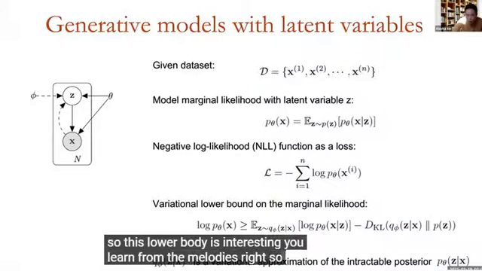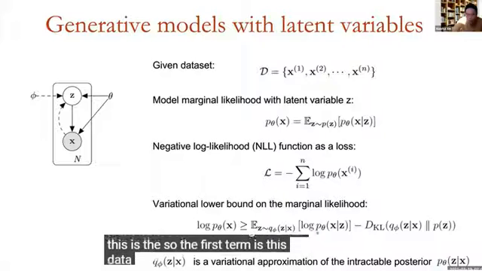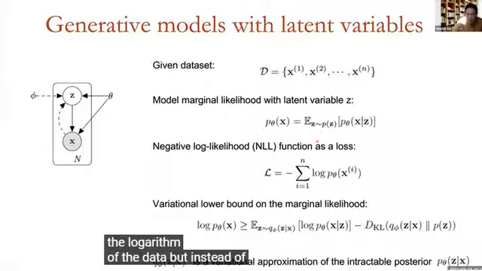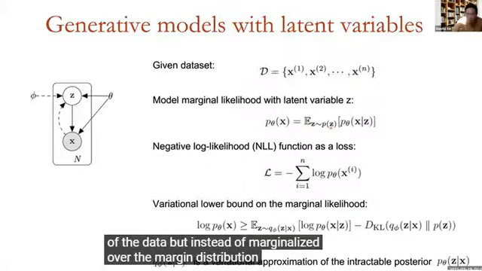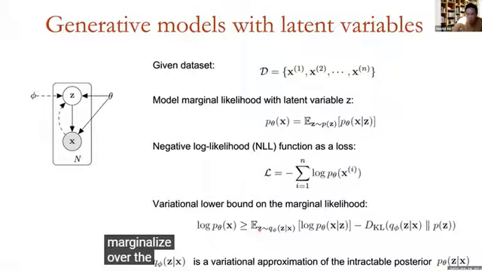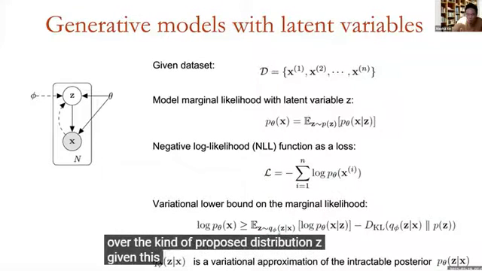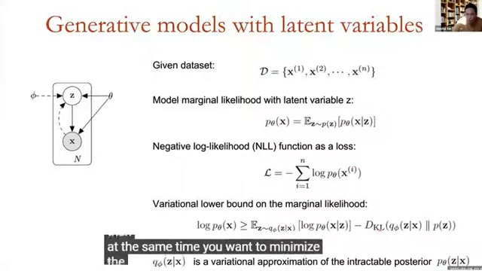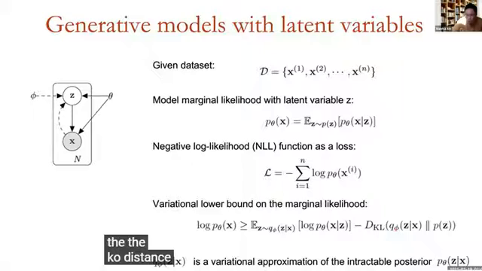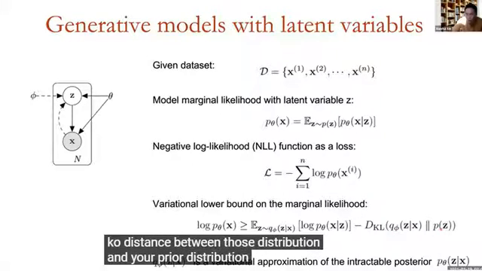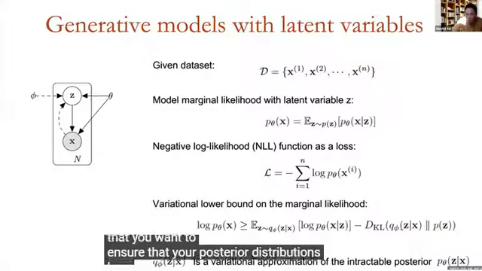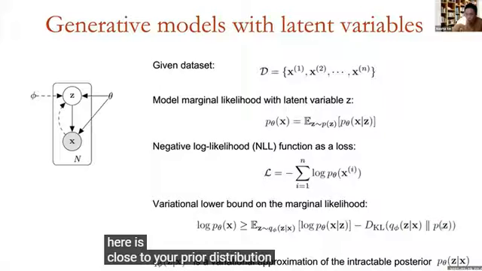You learn from Monte Carlo, right? The first term is this data term: how likely is the observation, the log likelihood of the data? But instead of marginalizing over the distribution of z, you now marginalize over the proposed distribution of z given x. This is your proposal, called the auxiliary distribution. At the same time, you want to minimize the KL distance between those distributions and your prior distribution. The idea is that you want to ensure that your posterior distribution here is sufficiently close to your prior distribution.